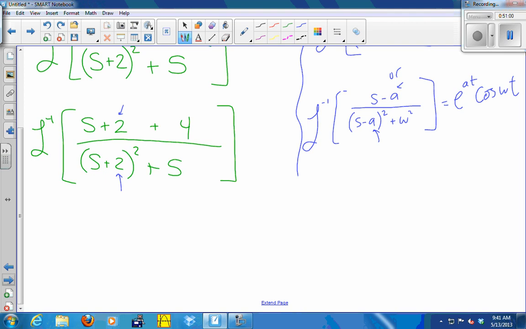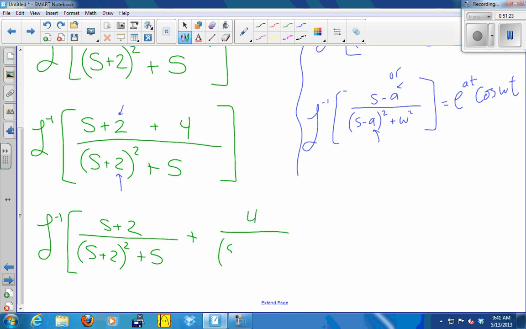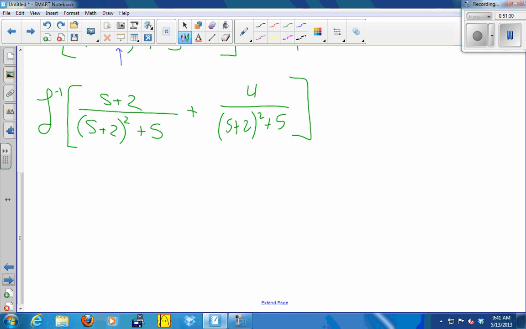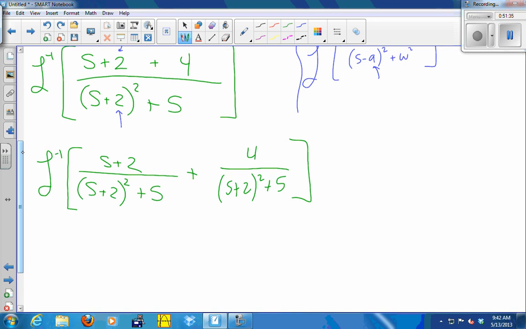Okay, so now when you have a single denominator, you can divide that denominator into both pieces of your numerator. So I could write this as the inverse Laplace of s plus 2 over s plus 2 squared plus 5, plus 4 over s plus 2 squared plus 5. That's just rules of fractions. When you have two fractions with the same denominator, you can just add the numerators and you would get that.